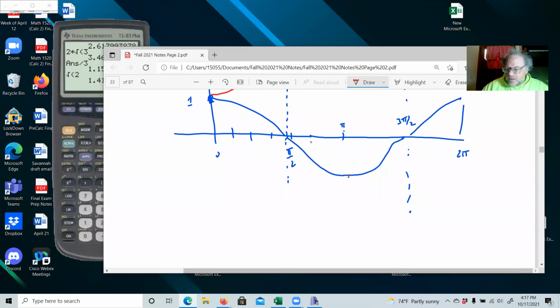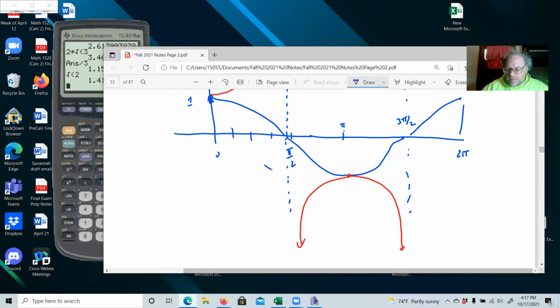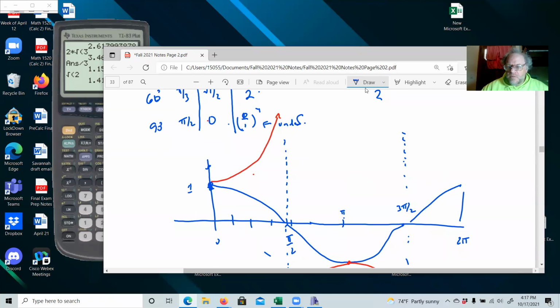Okay, so reciprocal of -1 is -1, but it's going to get further and further negative as we get closer and closer to that asymptote. All right. And then up here, right?